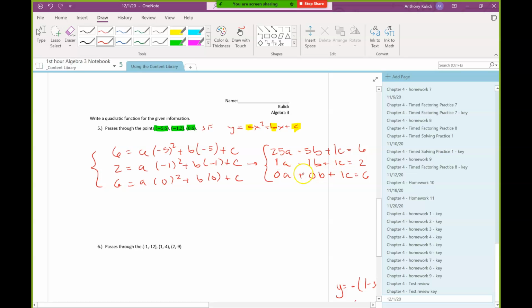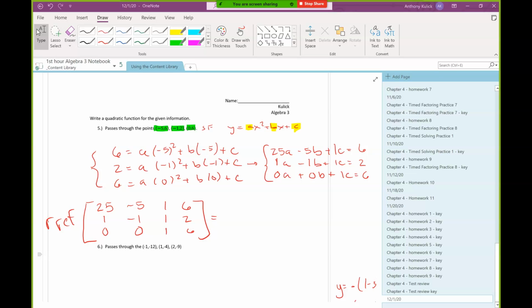Okay, so this is what my system looks like. So the matrix that I'm going to write, the first row is 25, -5, 1, 6, and 1, -1, 1, 2, and then 0, 0, 1, 6. And that matrix I'm going to use the command rref on, and then the calculator will take care of all of the work in solving that matrix, and it'll give me the values for a, b, and c. I just have to then write those in as my final answer.